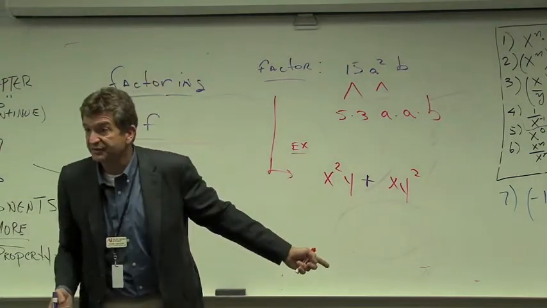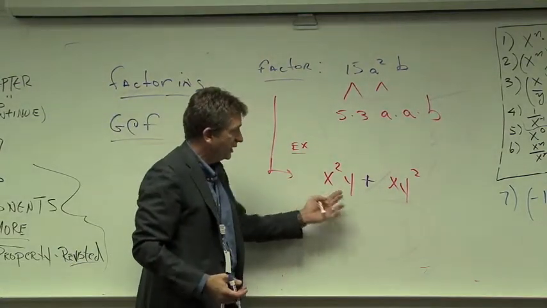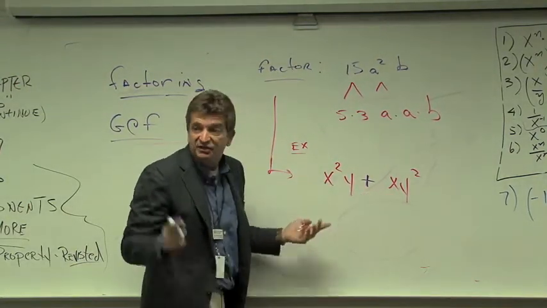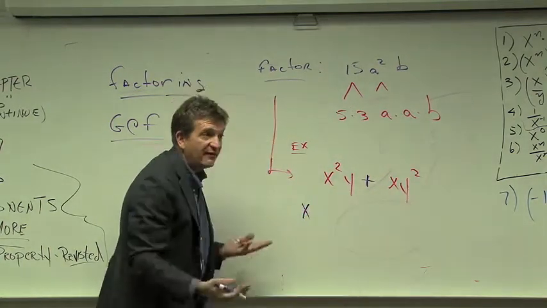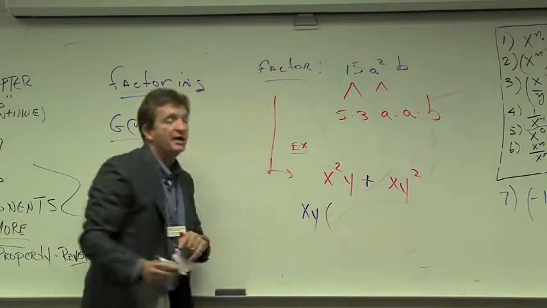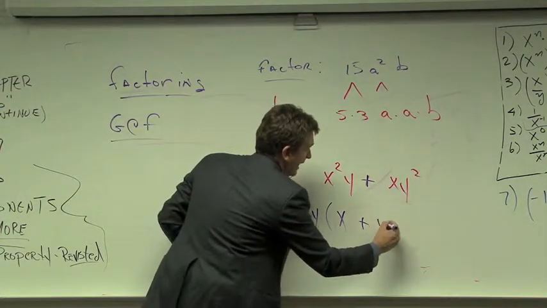X's and Y's, but not all of them. So if I have two in here and one there, the only one in common is just the 1. So I pull out the 1 x. Here I have 2 and 1. The one they have in common is the y. So I just pull out an x and a y, and what's left is x plus y.